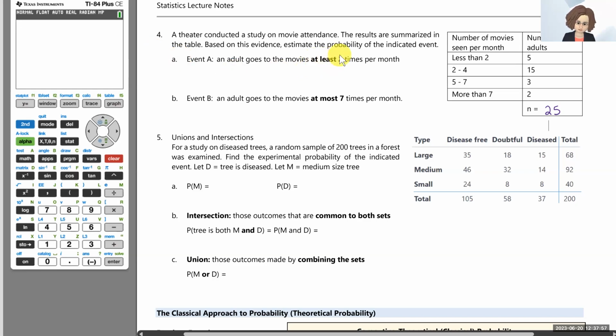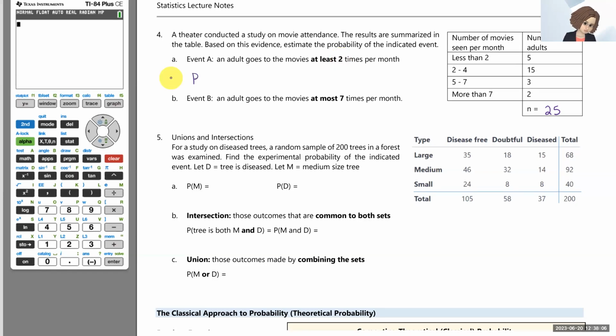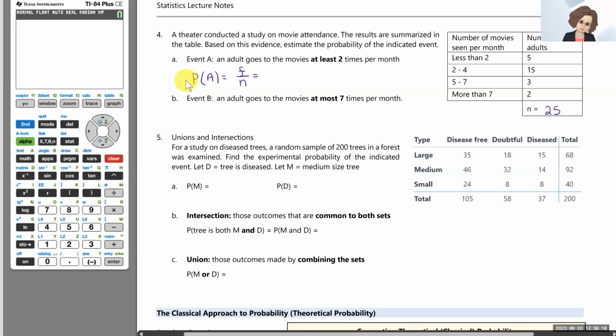So at least 2 means 2 at the minimum, or in other words, 2 or more times per month. So let me just use my probability notation here. So the probability of event A, so we're going to look at the frequency of this event over N, the total number of observations. So coming to the table, at least 2 times per month. So 2 or more times per month would be those 3 categories. So that's my event A.